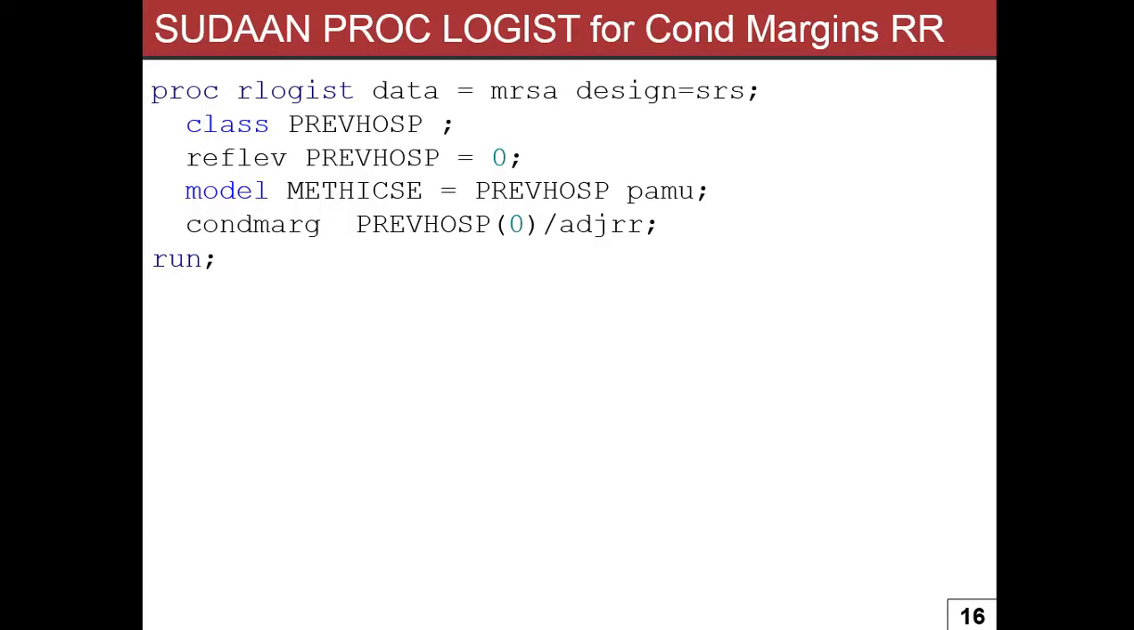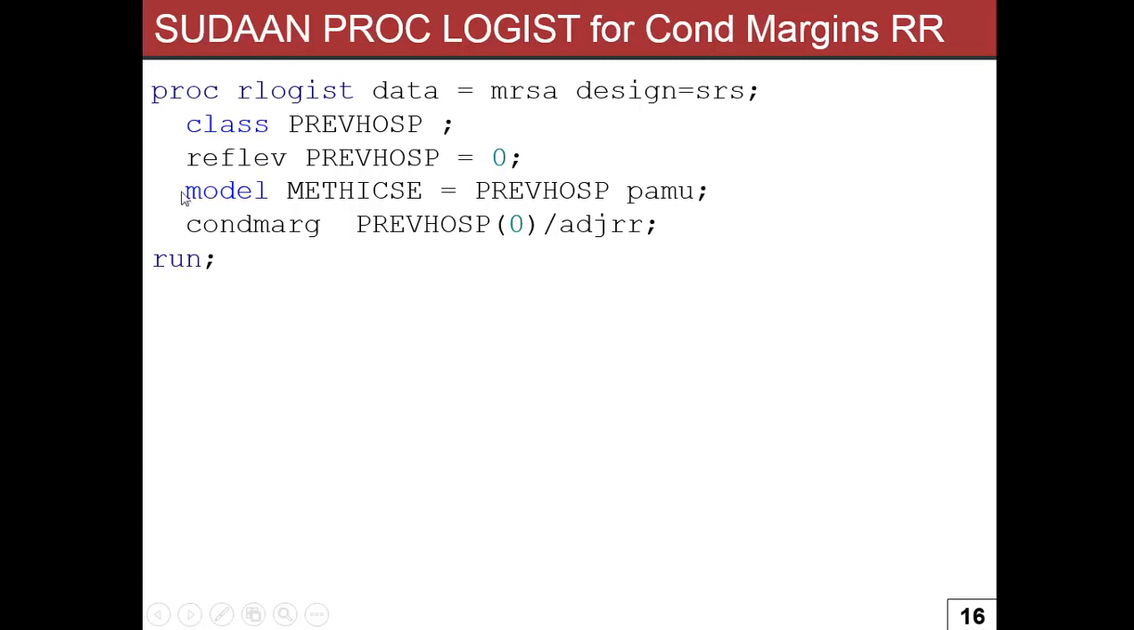So here's what it looks like. We're going to use this thing called Proc Logist. Logist is Sudaan's version of logistic regression, and it's got syntax that looks more or less like the SAS Proc Logistic syntax, and we're going to use it to compute the conditional marginals, risk ratio, and its confidence interval, and its hypothesis test, and all that fun stuff.